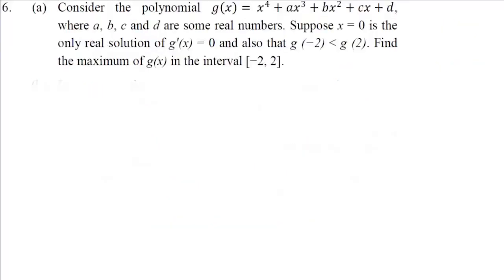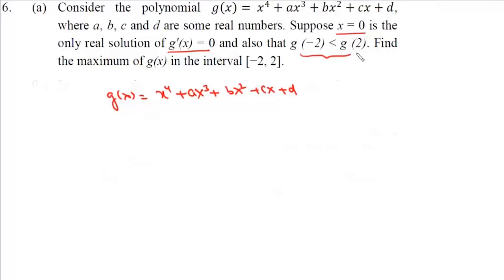Now question 6 says, consider a polynomial g(x) which is x to the power 4 plus ax cube plus bx square plus cx plus d, where a, b, c, d are some real numbers, and suppose x equal to 0 is the only real solution of g'(x) equals 0, and it is also given that g(-2) is less than g(2). Find the maximum value of g(x) in the interval -2 to 2.